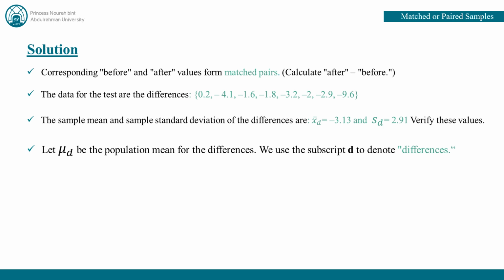The data for the test are the differences. The sample mean and sample standard deviation of the difference are x bar d equal to -3.13 and the standard deviation of the matched pair is 2.91.